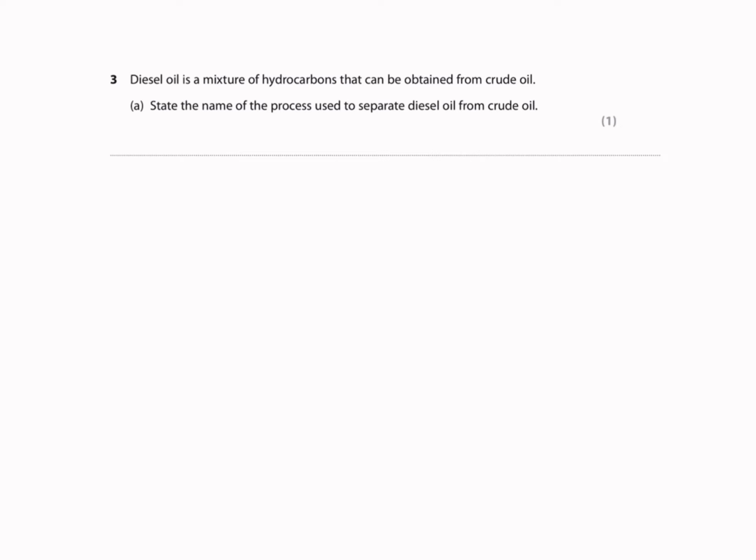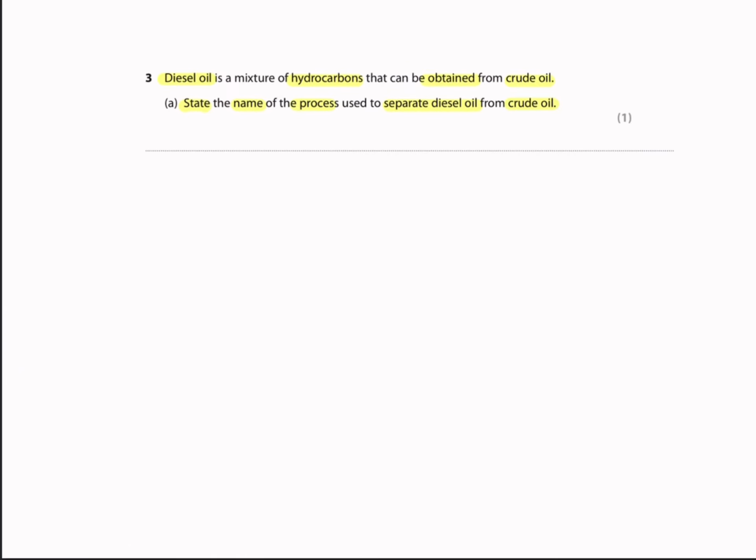So the first part to our question 3 is: diesel oil is a mixture of hydrocarbons that can be obtained from crude oil. State the name of this process used to separate diesel oil from crude oil, and it's worth 1 mark. So let's get into what actually is crude oil.